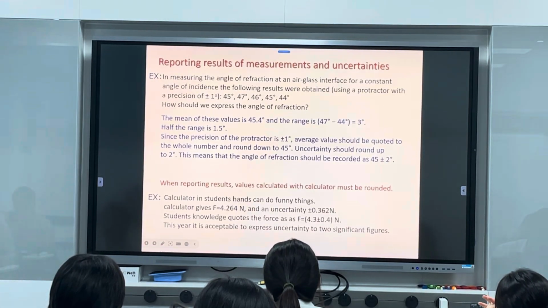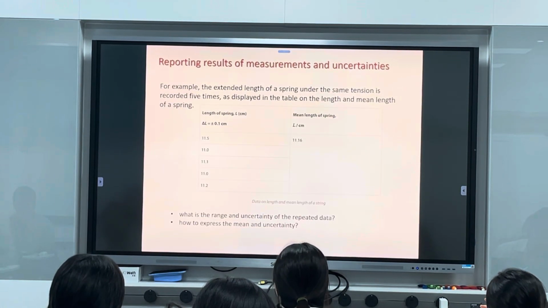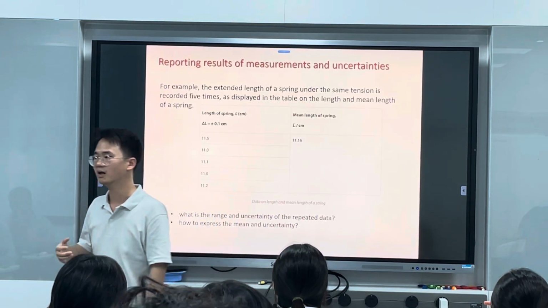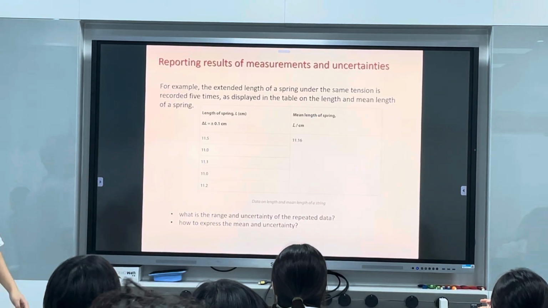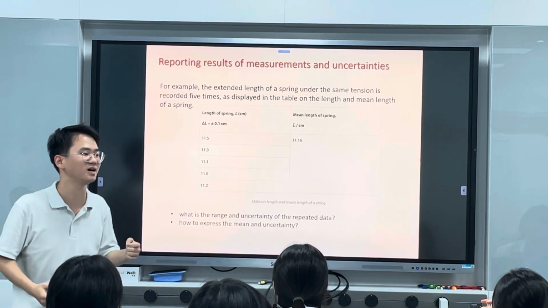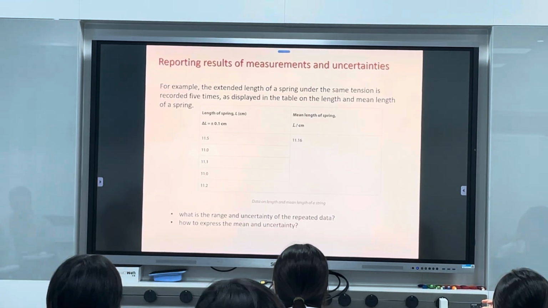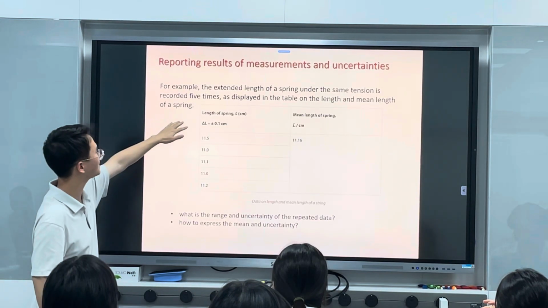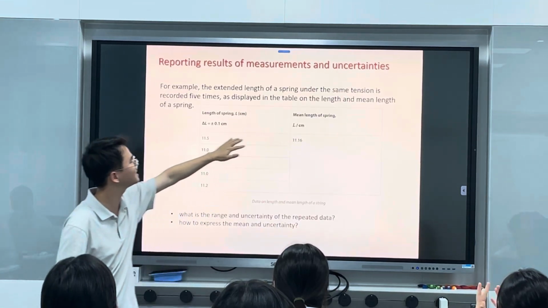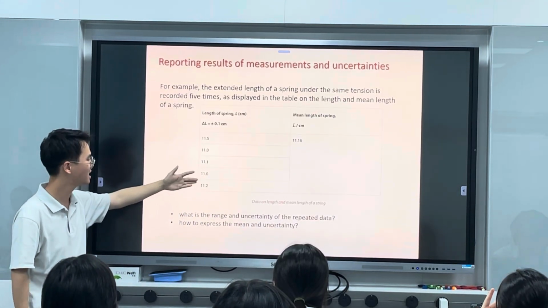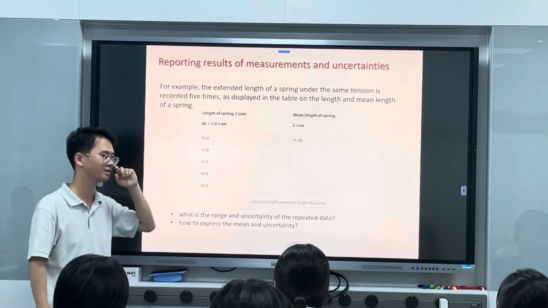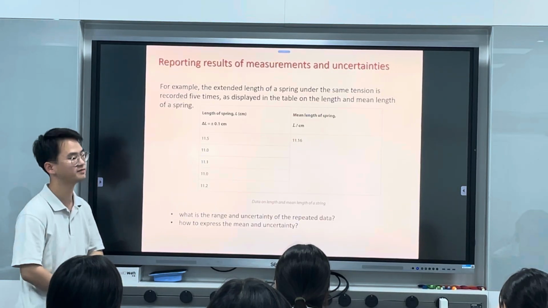Now let's move on. Let's look more into how we deal with this in a scenario where we're literally doing a lab and collecting data, and how do we process that data? How do we analyze it? What are the things to focus on in your physics IA? Okay, so first of all, for this example, we use an extended length of the spring under the same tension and recorded 5 times, right? So what is the range and uncertainty of the repeated data here? First of all, what's the range of this set of data?